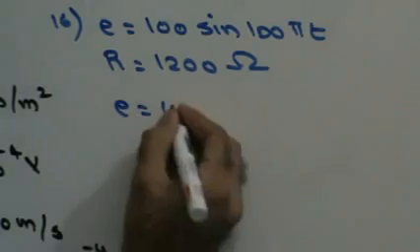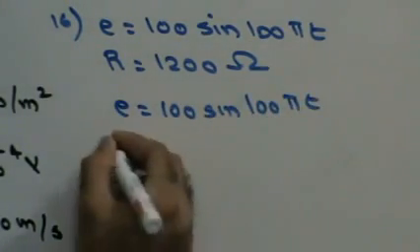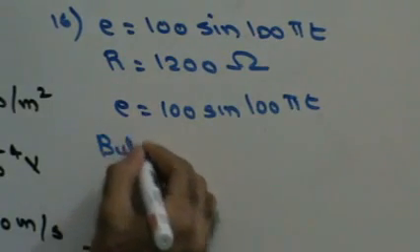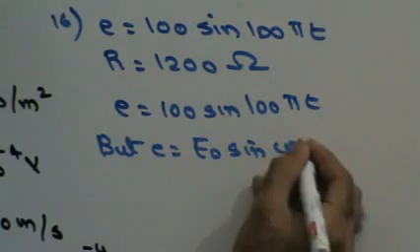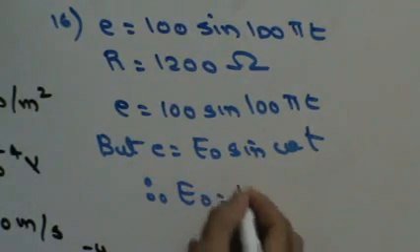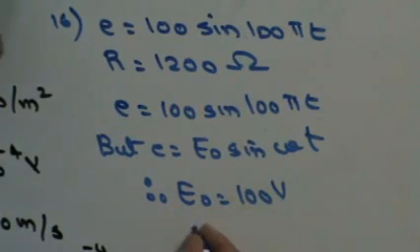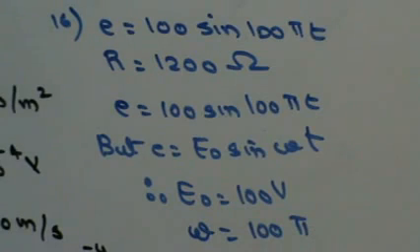Now they give you E is equal to 100 sine 100 pi t, but we know that E is equal to E0 sine omega t. Therefore, I can say that E0 is going to be 100 volts and omega is 100 pi, right? Okay, once I have this, then I can find out what they asked me to find.